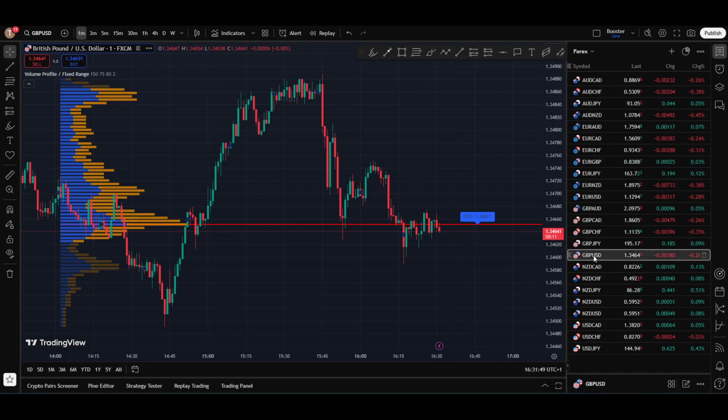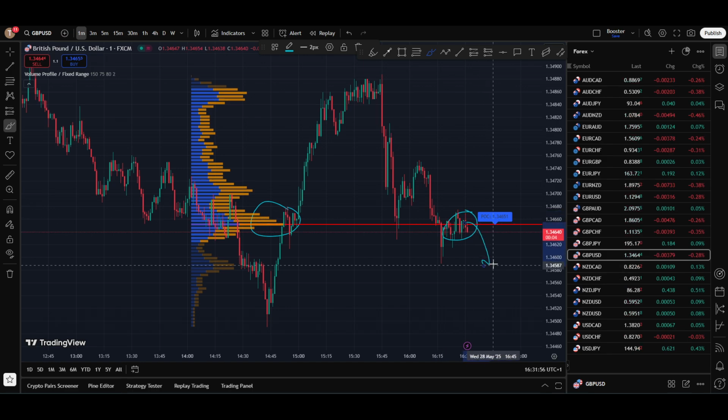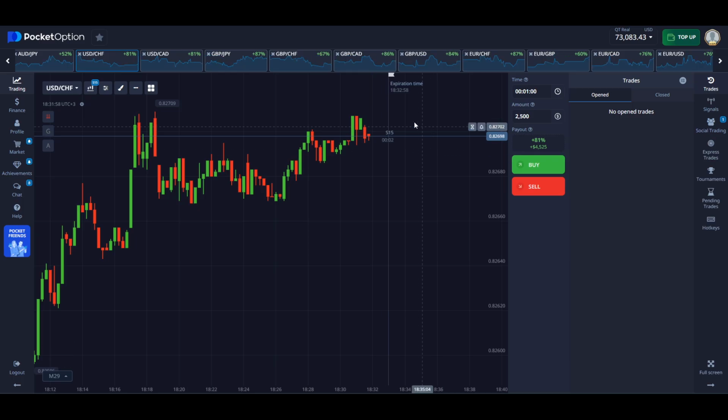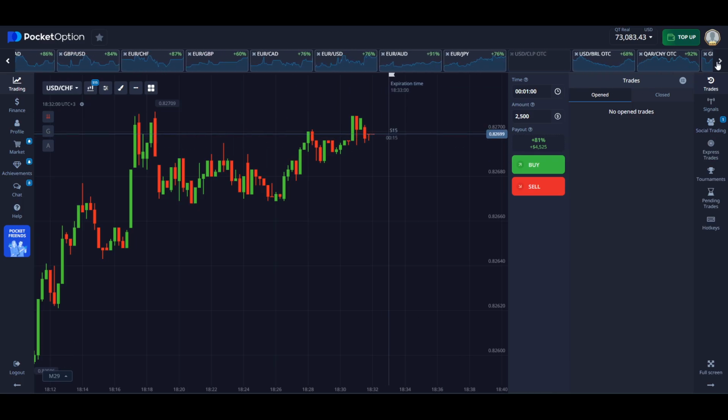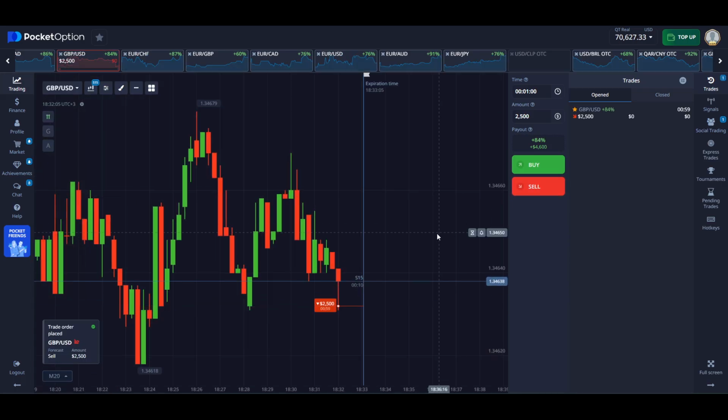For example, on the pound sterling to US dollar pair, I can see the indicator is now in the most active volume zone. Accordingly, from here we can go for a downward move. Let's select this currency pair. The pair is called pound sterling to US dollar. We select this currency pair and open a 1-minute sell trade.